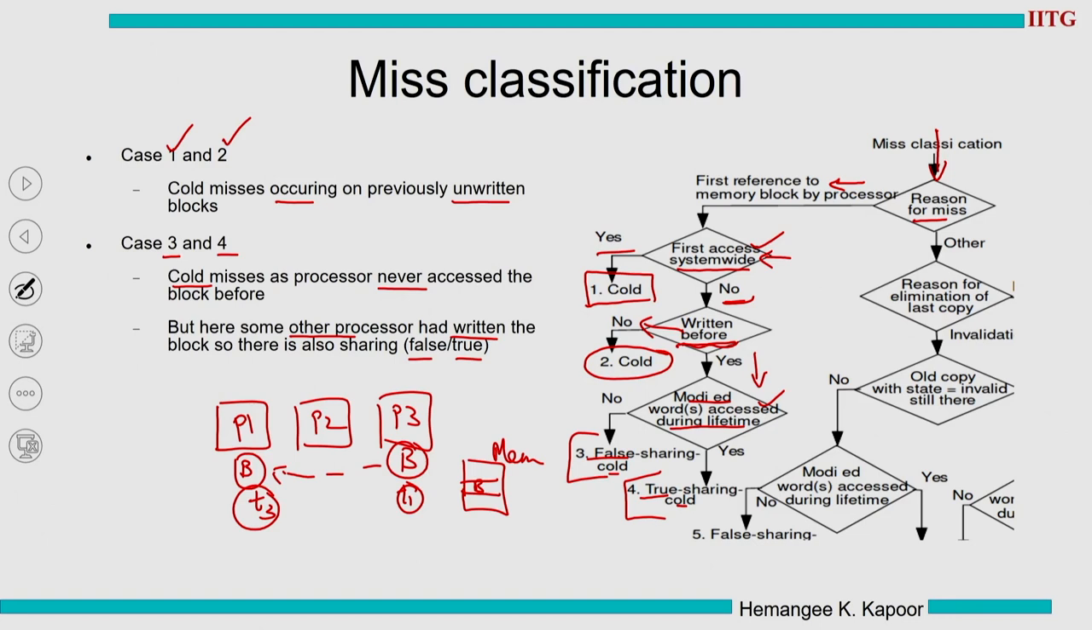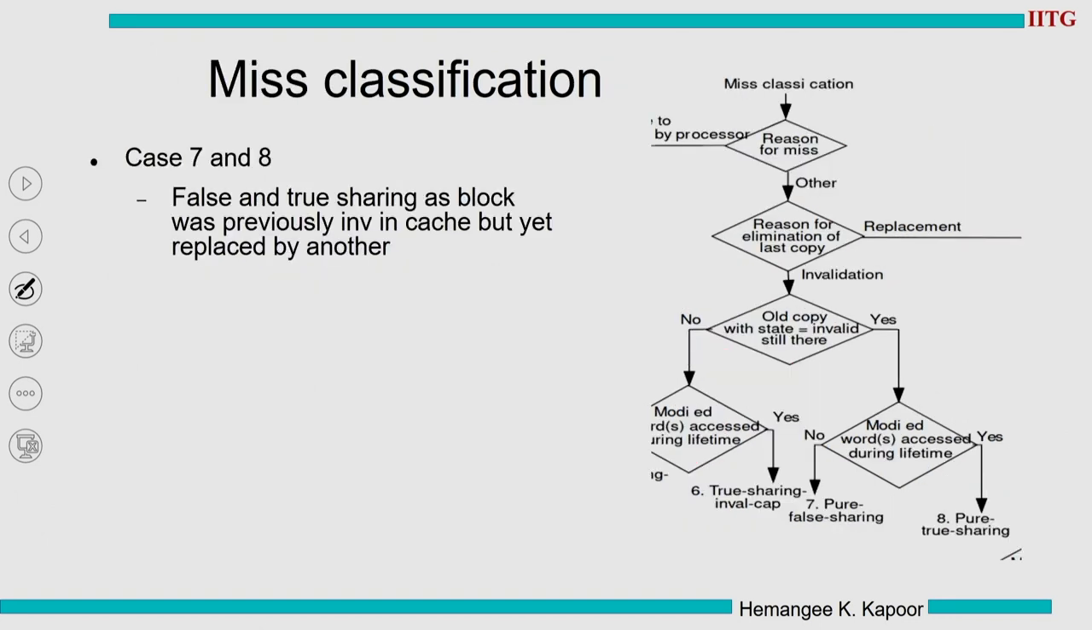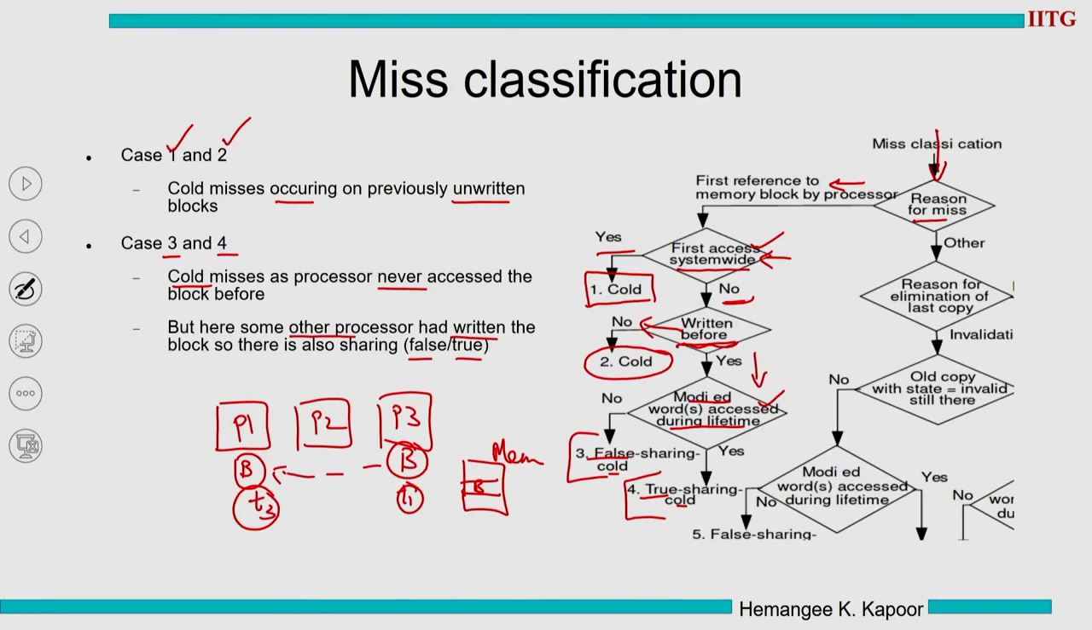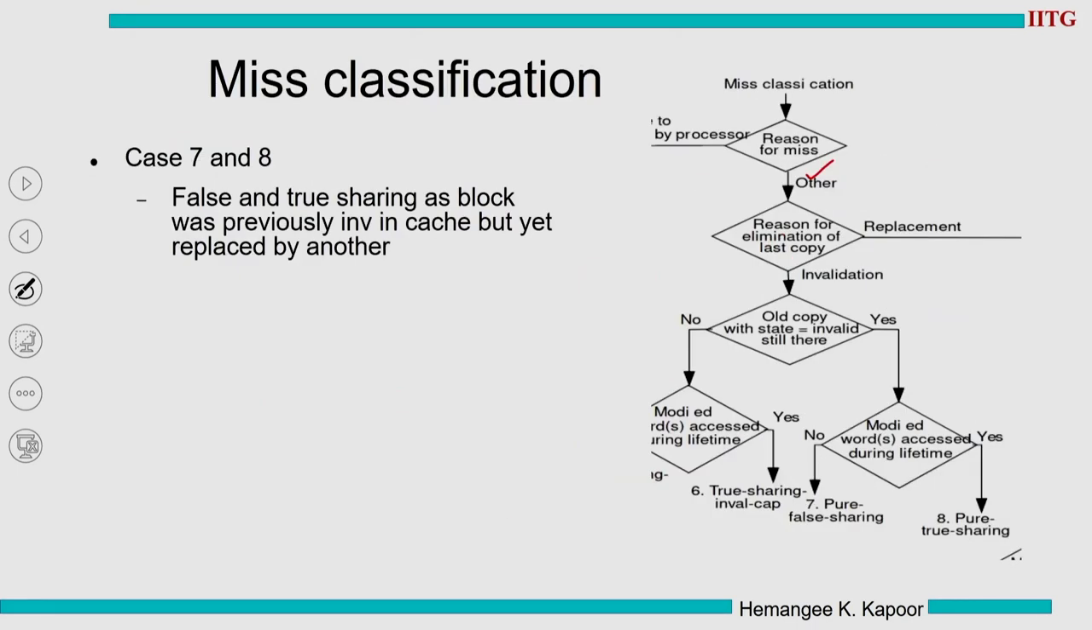So next we'll start case 7 and 8. Again, part of the flowchart is pasted here. We'll start from the top. Reason for the miss. Now look, we did not go in the left direction because the left side was first access by this processor. This means this is not the first access by this processor. I had this block initially, but that block got removed for some reason. If I go back here, you'll see on the left hand side, the first reference to the memory block by the processor is the left arc, and here I'm saying that this is not the first reference. But even if it is not the first reference, why was this block absent?